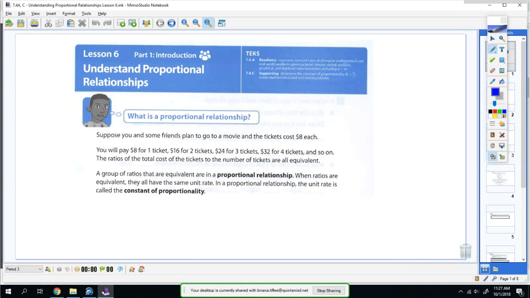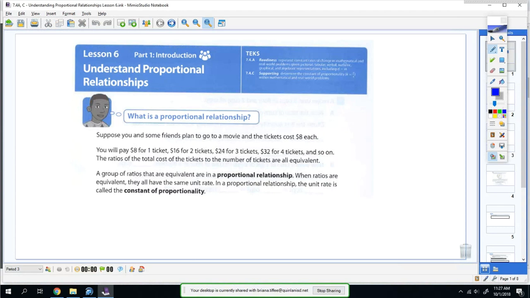All right, so today we're going to do understanding proportional relationships. So suppose you and some friends plan to go to the movies and tickets cost $8 each. Well, you'll pay $8 for one, 16 for two, 24 for three, 32 for four, and so on. So the ratios of the total cost of tickets to the number of tickets are equivalent. It means equal. A group of ratios that are equivalent are in a proportional relationship.